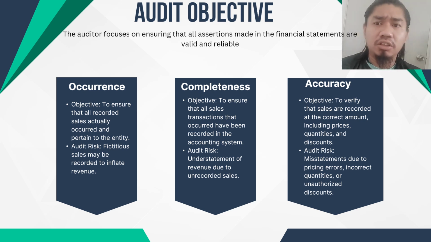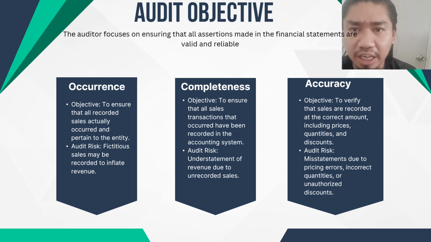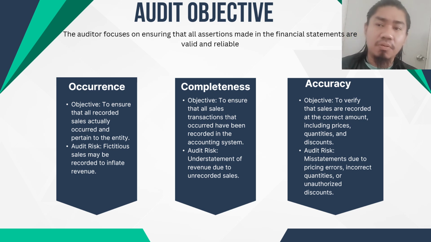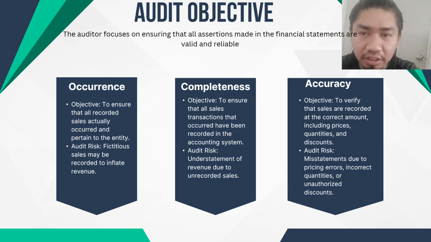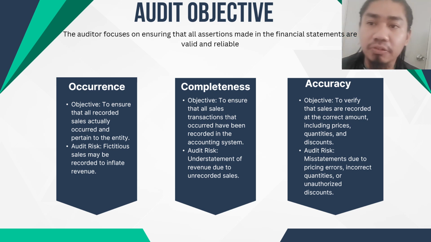The audit objectives associated with the sales and collection cycle are a critical component of the revenue record. In this cycle, our primary goal as auditors is to ensure that all the assertions made in the financial statements are both valid and reliable. These objectives are based on management assertions about the transactions and the balances, and they guide the audit procedures that we perform.